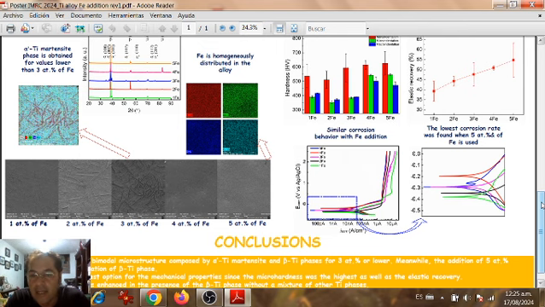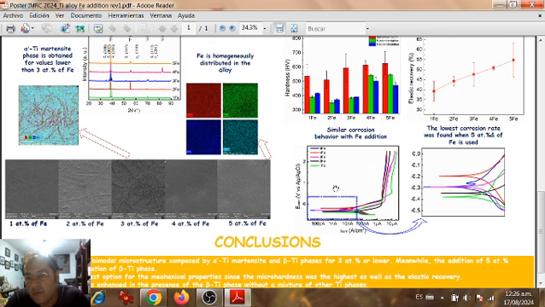On the other hand, we present the Tafel curves for the corrosion results, and we notice also that a better behavior is observed when we use the highest quantities of iron. So the Ecorr is more positive as we increase the iron until 4%. Then when we have 5% we see a small decrease.